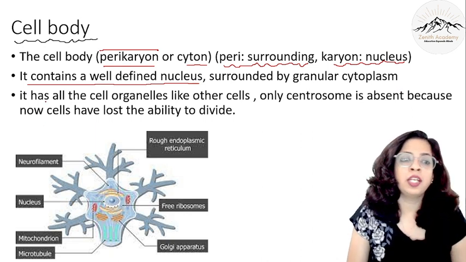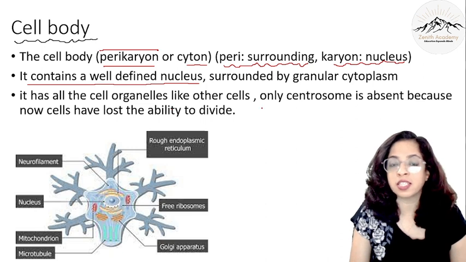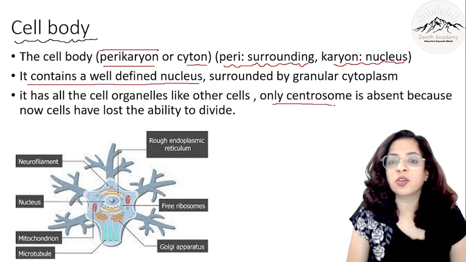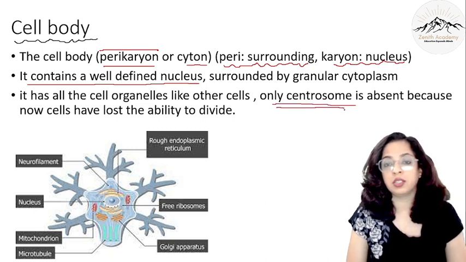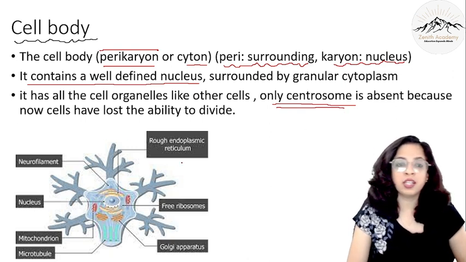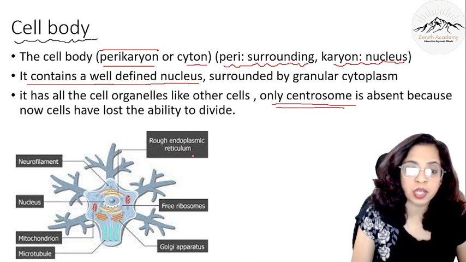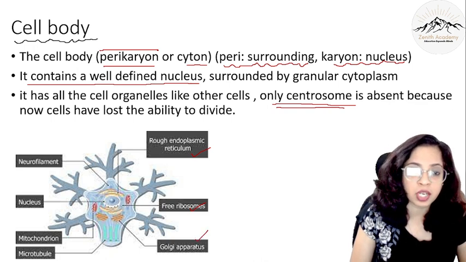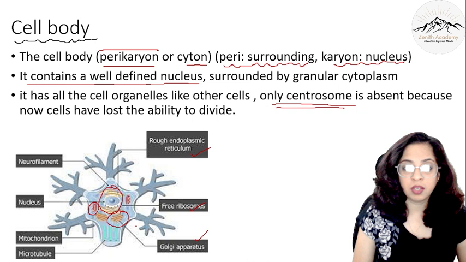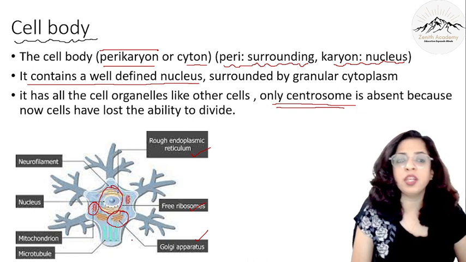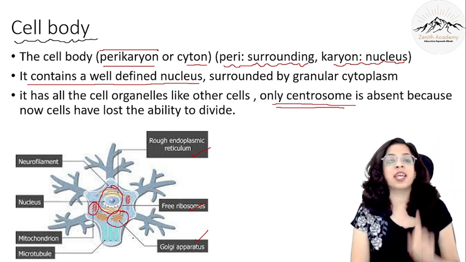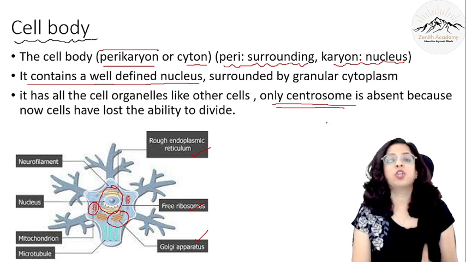Now it has all the cell organelles like other cells. Only the centrosome is absent. You can see here in the diagram, you can see rough endoplasmic reticulum, free ribosomes, Golgi apparatus, mitochondria. There is a well-defined nucleus in the center. Every cell organelle is there except the centrosome.